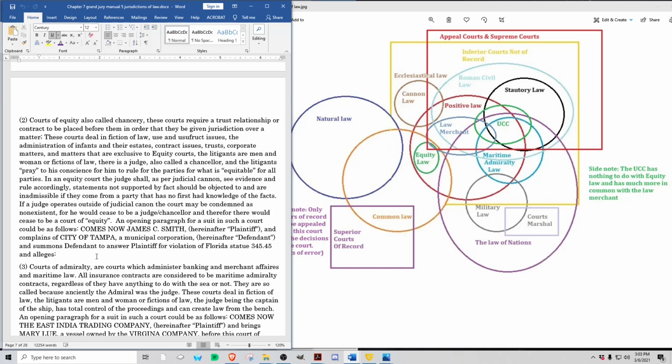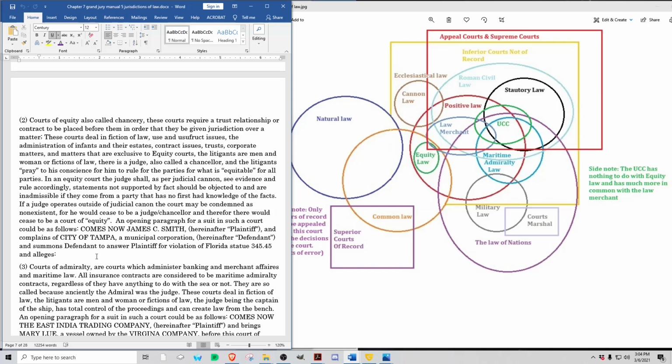So, if a judge operates outside of judicial canon, the court may be condemned as non-existent, for he would cease to be a judge or chancellor, and therefore it would cease to be a court of quote-unquote equity. An opening paragraph for a suit in such a court could be as follows. Comes now JAMES C. SMITH, notice it's all caps, hereinafter plaintiff, and complains of City of Tampa, a municipal corporation, hereinafter defendant, and summons the defendant to answer plaintiff for violation of Florida statute, whatever, and alleges.